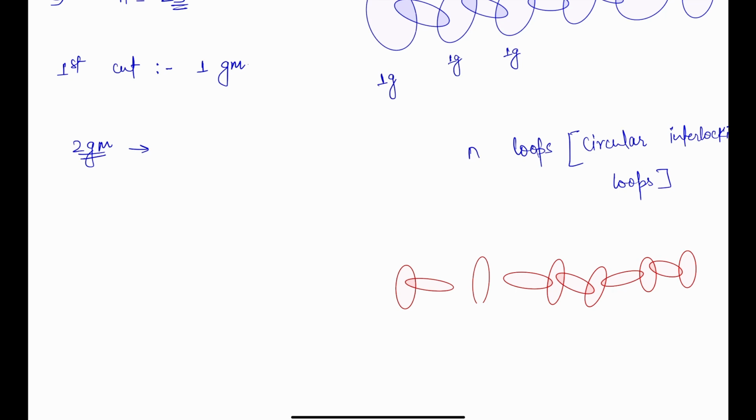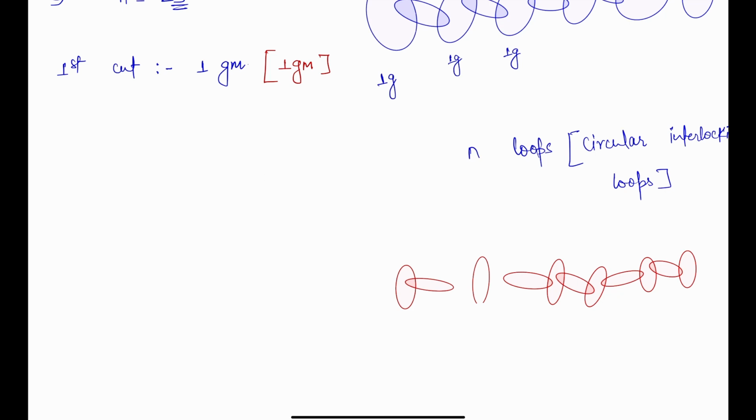So if I made a first cut over here, then what would we be having? For 2 gram, we can use this one. You just write what else we have. We have 1 gram now, we have 2 gram chain and 1 gram chain, right? Or let's just write first cut.